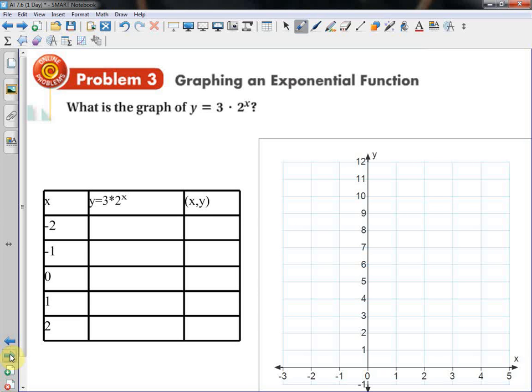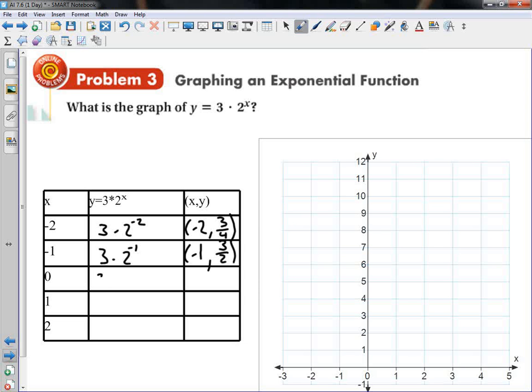So we have -2. If I plug -2 in to my equation, I get 3 times 2 to the -2 power. So 3 times 2 to the -2 power gives me, let's see, what did I plug in for x? I plugged in -2 for x, and I get out 3/4 for y. And then if I plug in -1, 3 times 2 to the -1st power, I'm plugging in -1 for my x. If I plug -1 into the calculator, I get 3 halves.